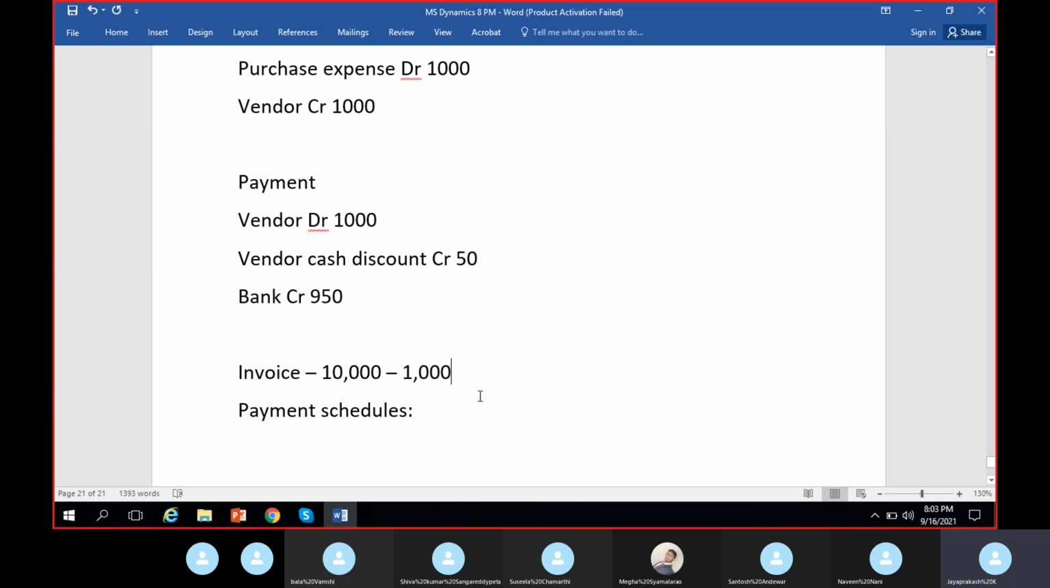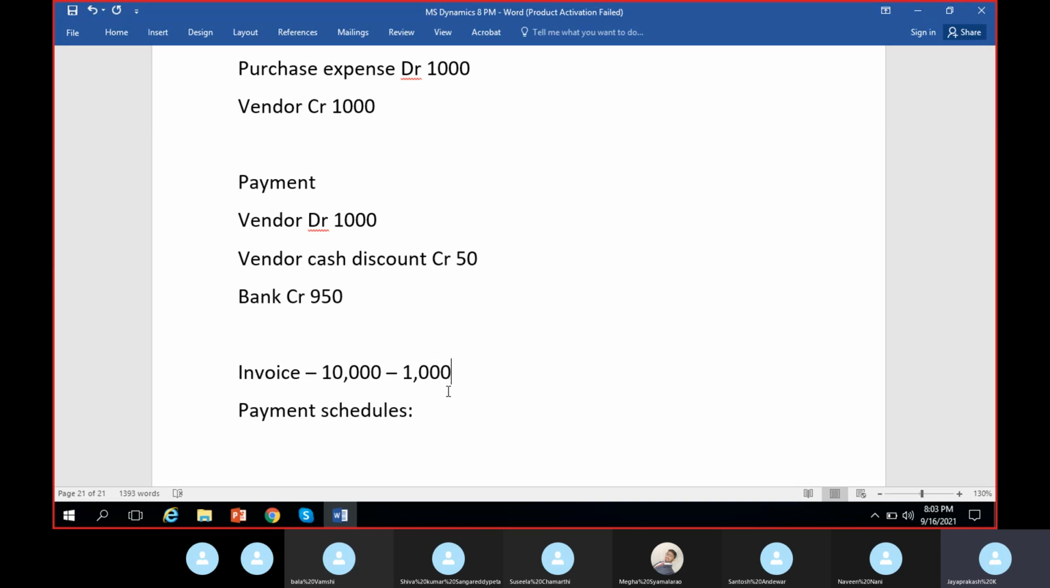Okay. So in Dynamics, we can configure some schedules and apply them on invoices. We can give them as defaults to the vendors or customers, or we can also give them at the time when we are creating a transaction, like when we are creating an invoice.